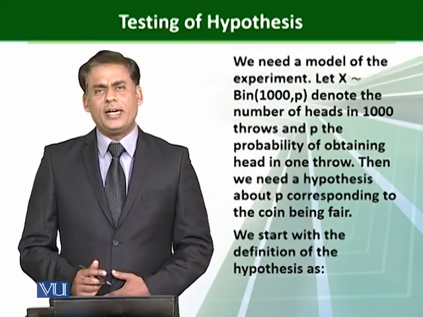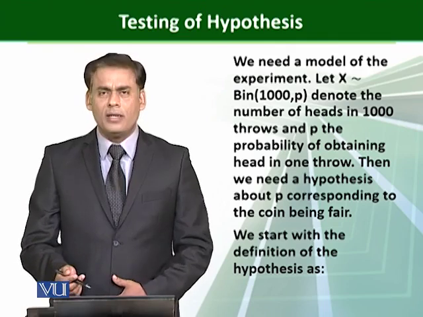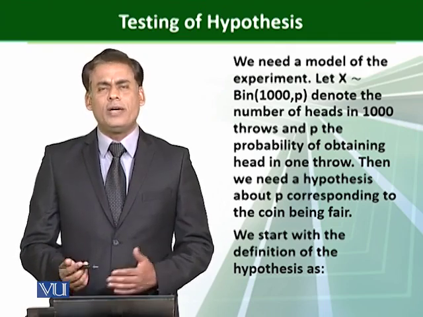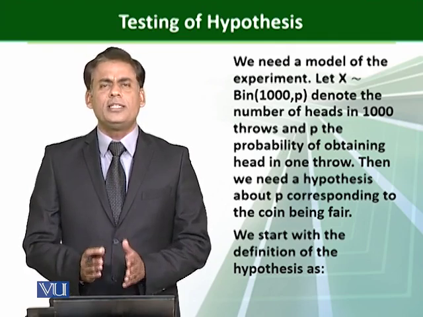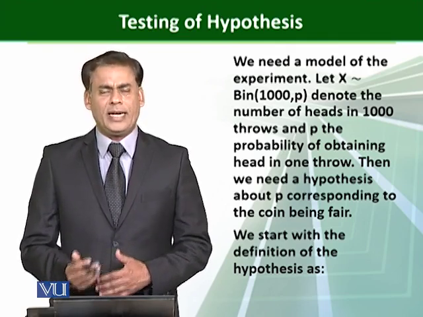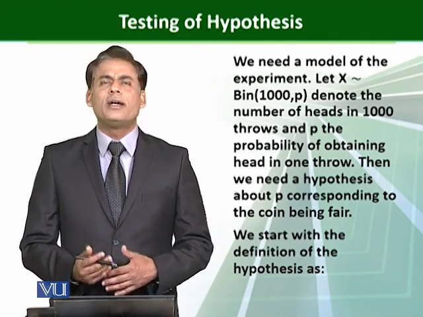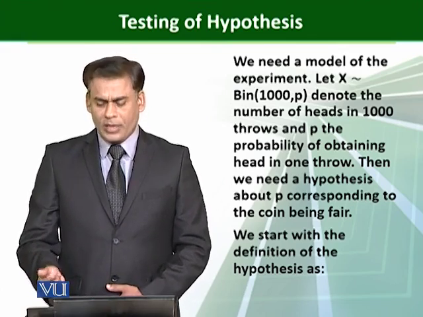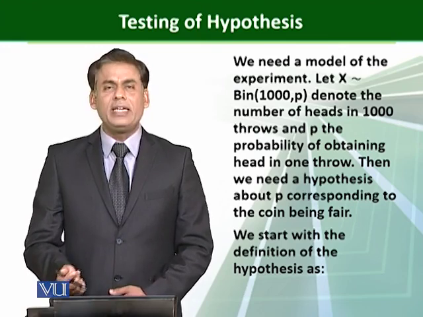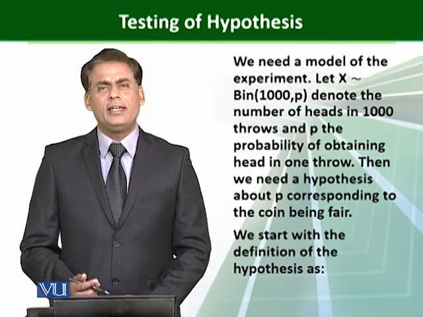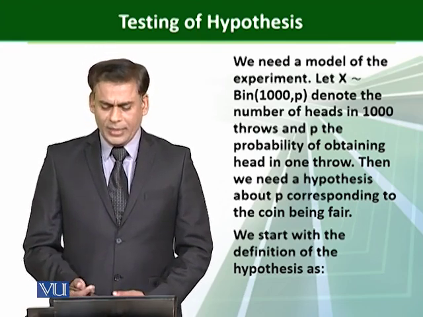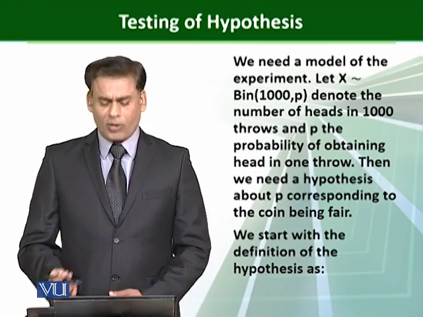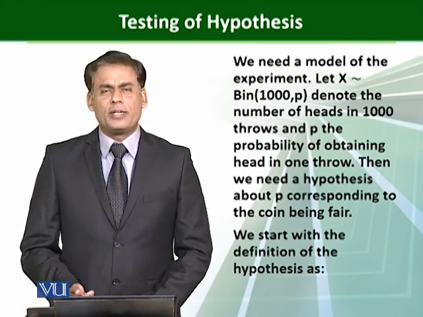Let us assume that X, which is our random variable, has a binomial distribution. Why binomial distribution? Because in this experiment there are two possibilities, head or tail. So that is why we take the binomial experiment, where X denotes the number of heads in 1000 throws, and p is the probability of getting head in a single toss. Then we need a hypothesis about the p corresponding to the coin being fair.